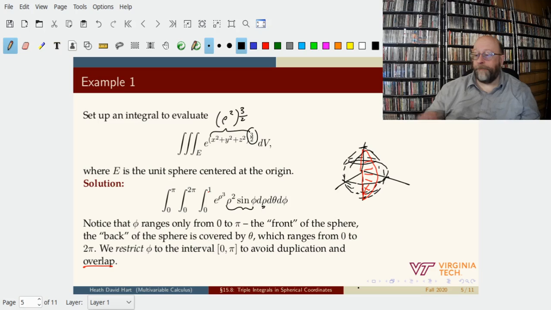All right. We'll do a harder setup in a moment, but this is just setting up the entire sphere. And for an entire sphere, phi goes from 0 to pi, theta goes from 0 to 2 pi, and rho goes from 0 to the radius of the sphere. Okay?